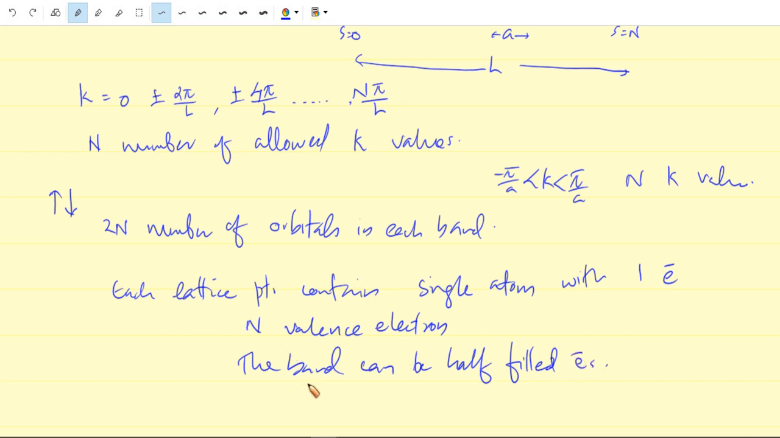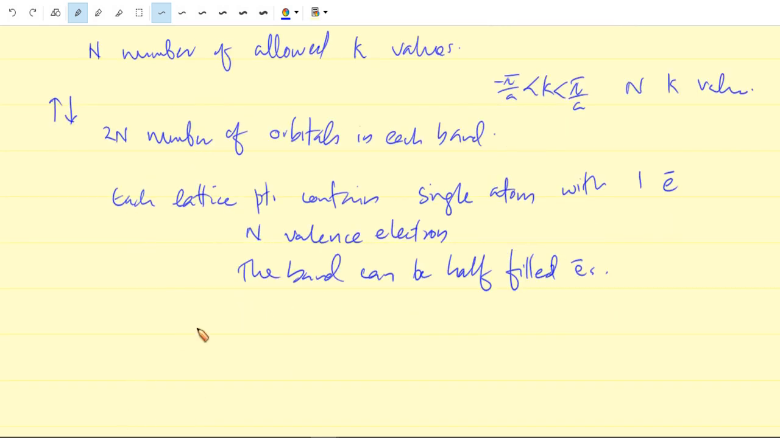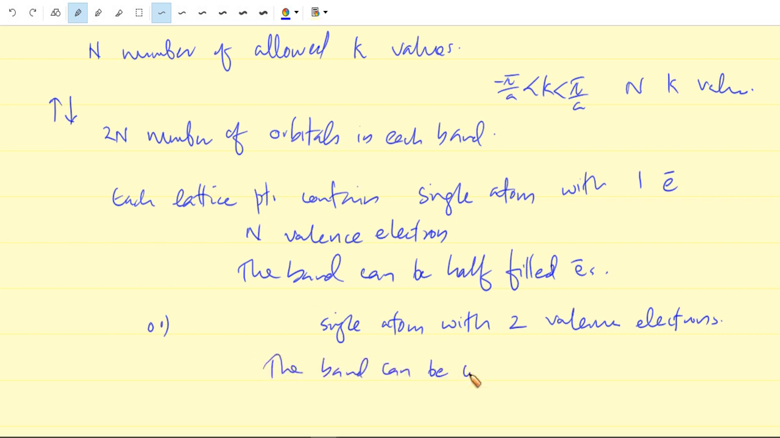Okay. Next case is each lattice point, or the primitive cell, contains a single atom with two valence electrons. In that case, there are 2n valence electrons and 2n orbitals. So the band can be completely filled with electrons.